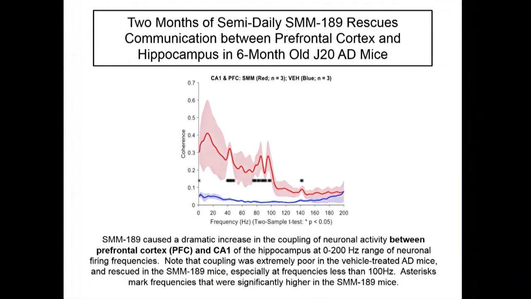But in a typical J20 mouse that has disease but no drug benefit, there's very poor communication between these two brain areas. One of the problems in Alzheimer's is that synapses are lost and brain areas don't communicate anymore. And so with drug, that connectivity is apparently maintained because functionally the prefrontal cortex is following hippocampus.